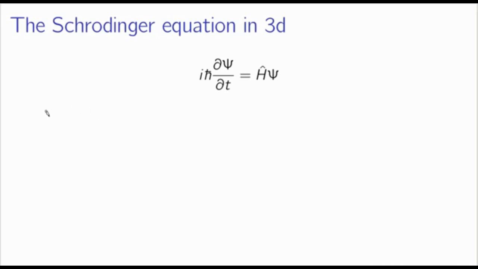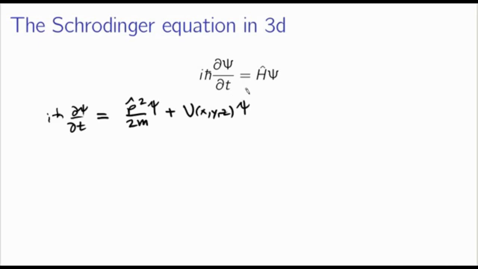If I write this i h bar partial derivative of psi with respect to time and expand out what the Hamiltonian actually is, in terms of general operators, p hat squared over 2m acting on the wave function, plus the potential energy, which is now going to be V as a function of 3 dimensions, V of x, y, and z, multiplied by the wave function. This p hat squared operator now is a little bit more subtle. We have to think about what it means to square a vector operator when it acts on the wave function.